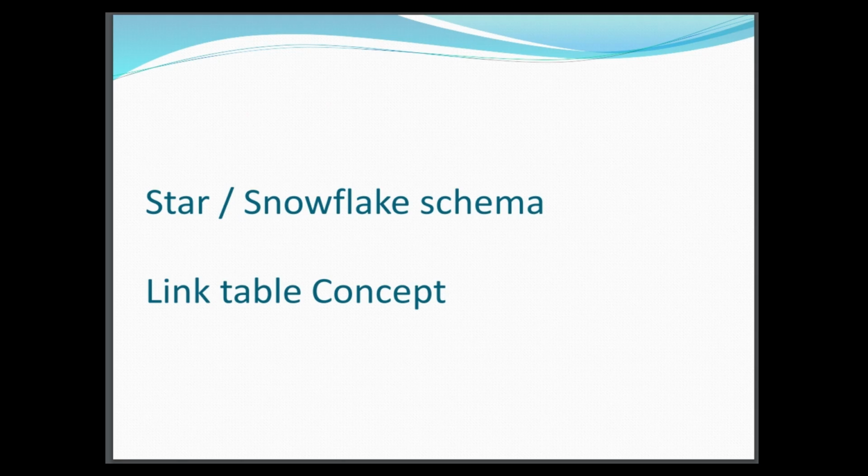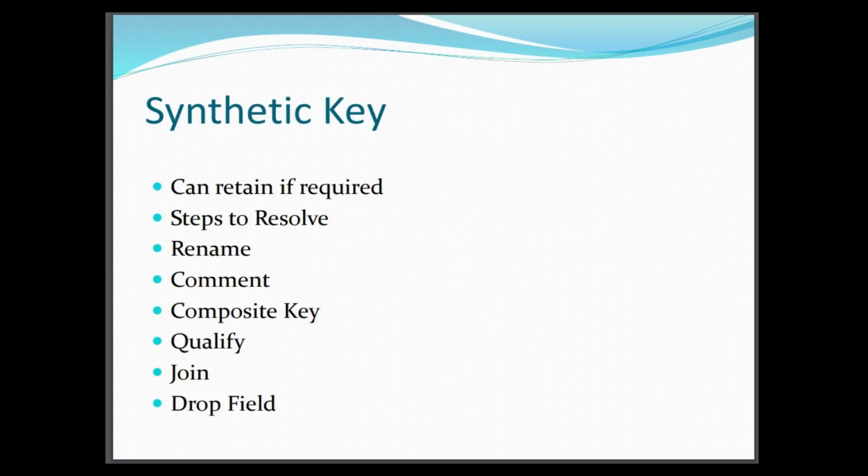But what if you have more than one fact table? Then you have to go with the link table concept, creating a bridge or link table in between. You have to be clear on this link table concept, which is very important when you want to handle more than one fact table. And then comes the basics. When you create any data model, you might face these challenges: synthetic keys, circular loops, all these things come into the picture.